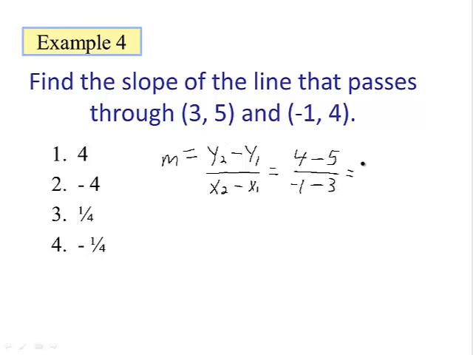4 minus 5 is negative 1. Negative 1 minus 3 is negative 4. Negative over negative is positive, so the answer is 1/4.